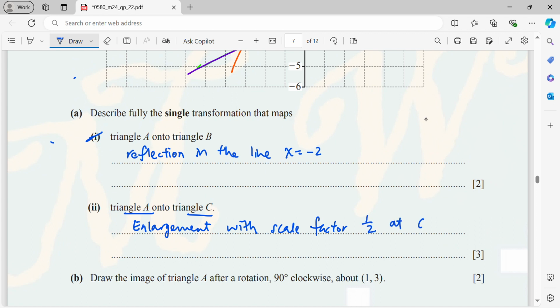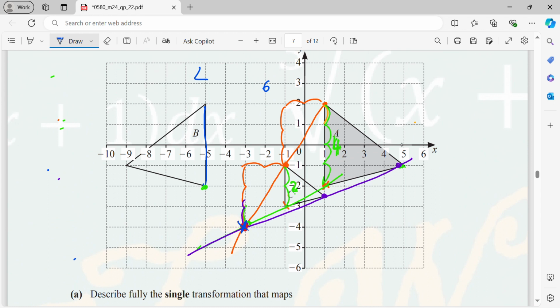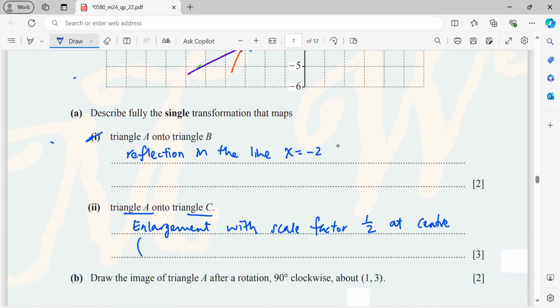At center, so we have found the center. This is a center. That is -3, -4. Okay, so for the scale factor, you just calculate the length. Right, 1, 2, 3, 4. Then here is 2. So 4 change to 2. That means you can say 4 over 2. Okay, 4 change to 2. That means it is times half. That is the scale factor. So the center is at -3, -4.